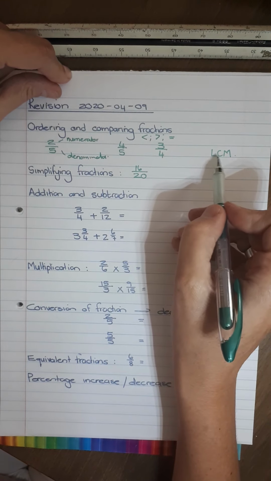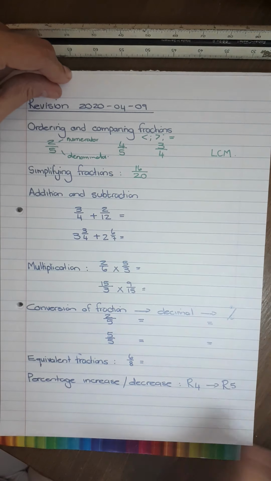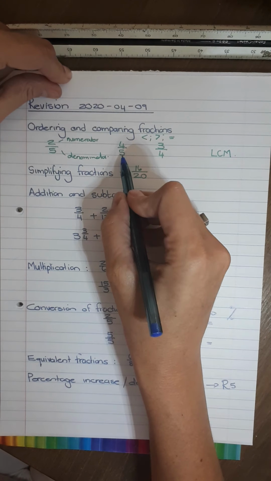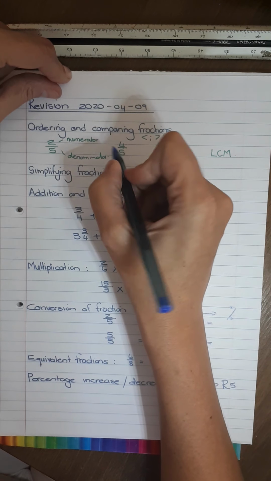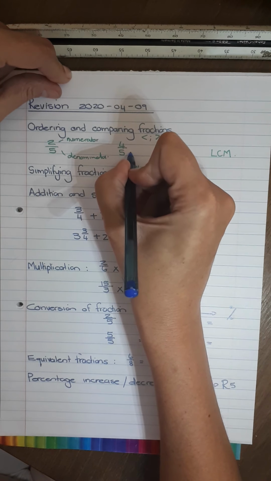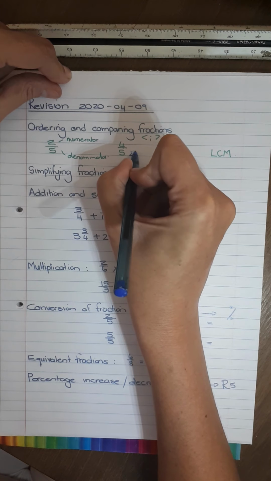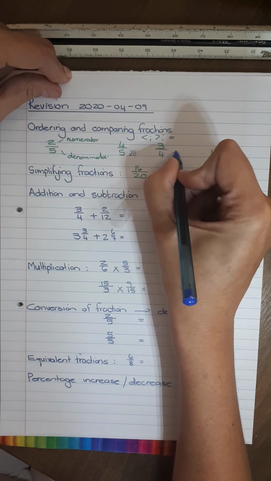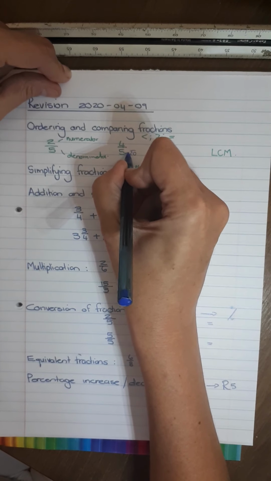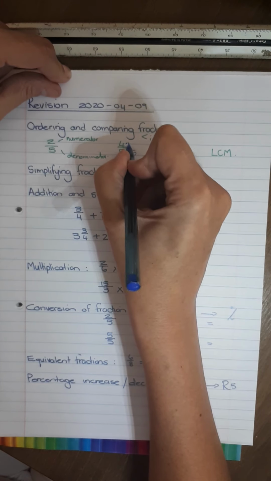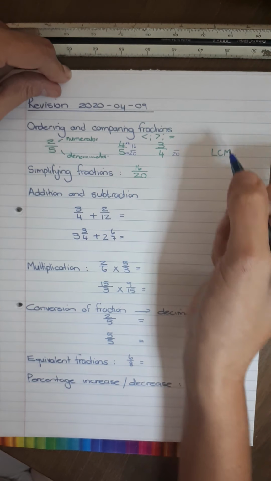I find the lowest common multiple for both of these. Then I see, okay, well, 5 times 4 gives me 20, so it's the easiest way to do this. So I'm going to use the denominator as 20 on this side and on this side. And then I say, how do I get from 5 to 20? 5 times 4. What I do at the bottom, I have to do at the top. 4 times 4, that gives me 16 on 20.